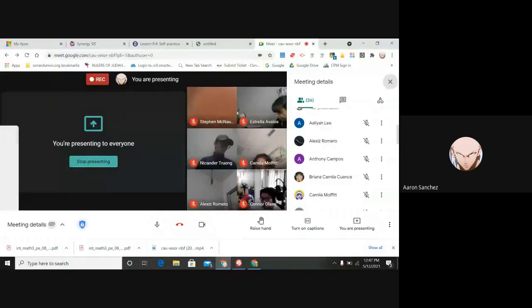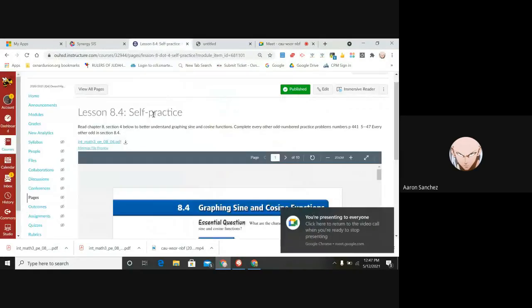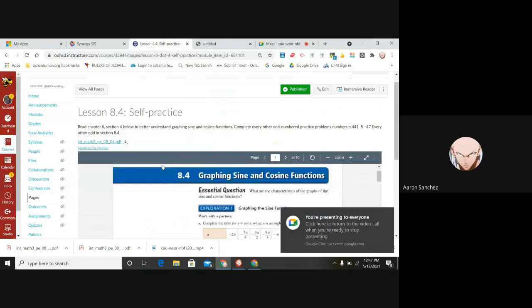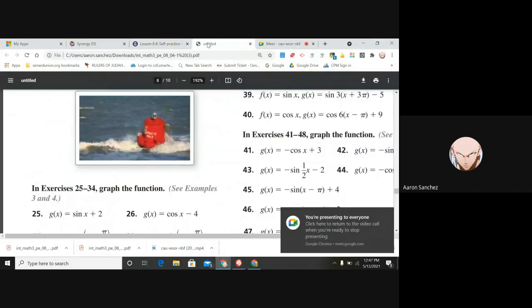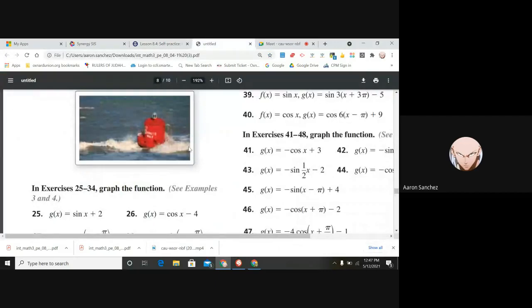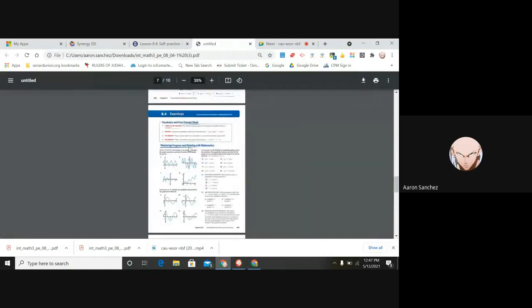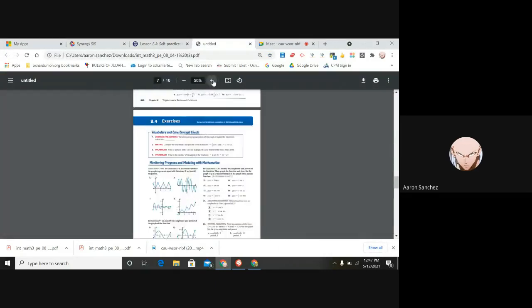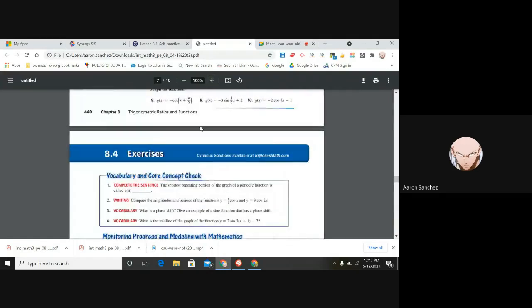Okay, let's talk about vocabulary. Am I presenting? Yep. Okay, cool. Here we go. Let's talk about some vocabulary terms. Oh, let's get this back to 100%.